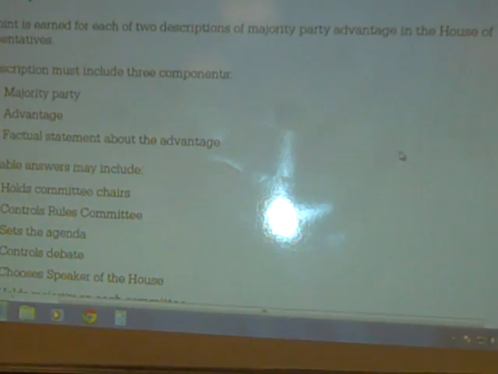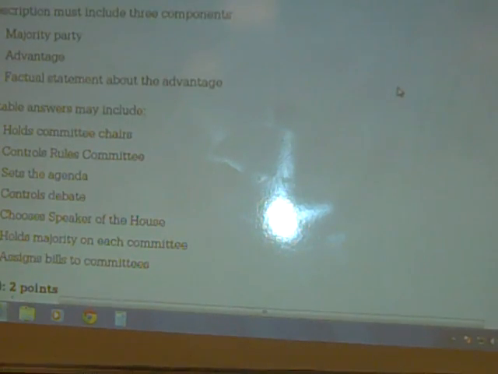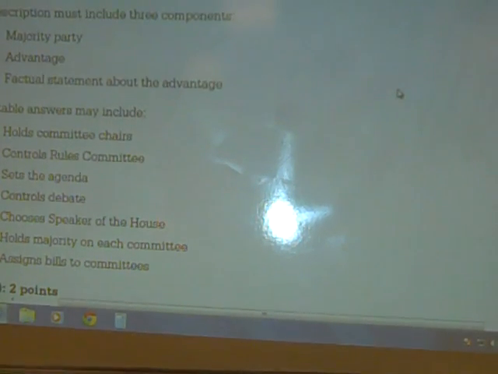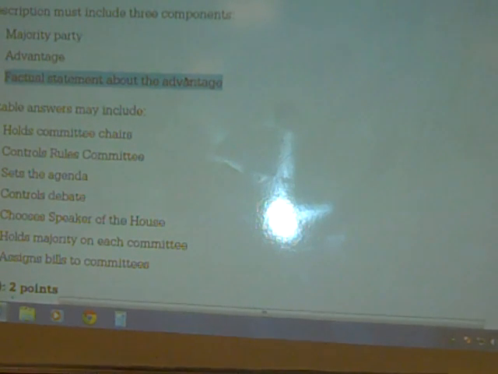Here's Part 3. The first one they asked us, what's an advantage the majority has? Okay? Your description must include three components. Talking about the majority party. Why would you talk about anything else? That's what they asked you about. What's the advantage? And your statement of the advantage has to be true. You can't say something like, oh, the majority party gets to choose the majority and the minority leader. Well, they do get to choose most of the leadership. They obviously don't get to choose the minority.